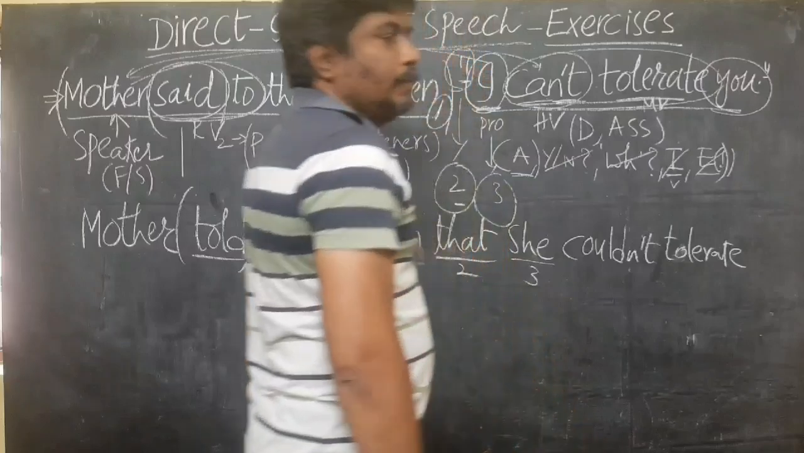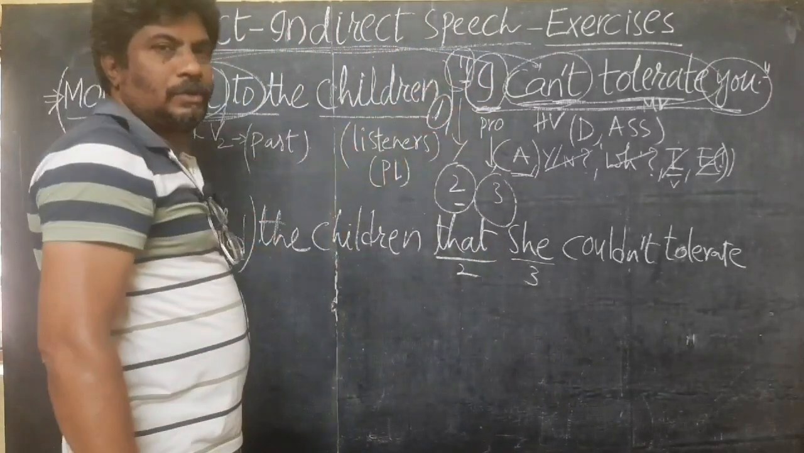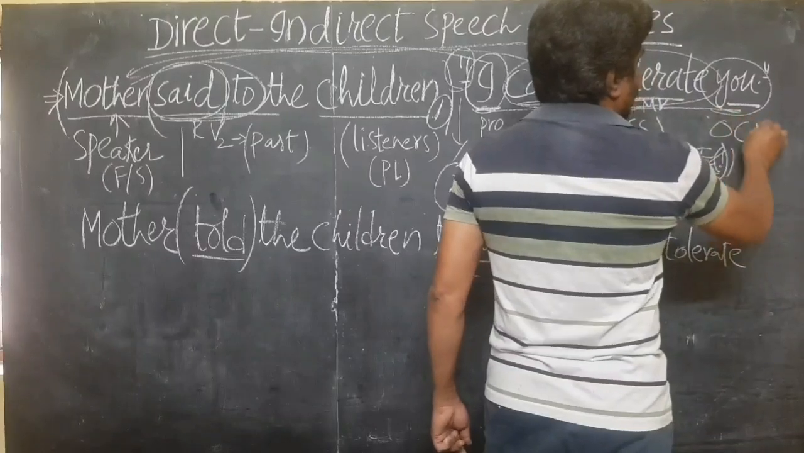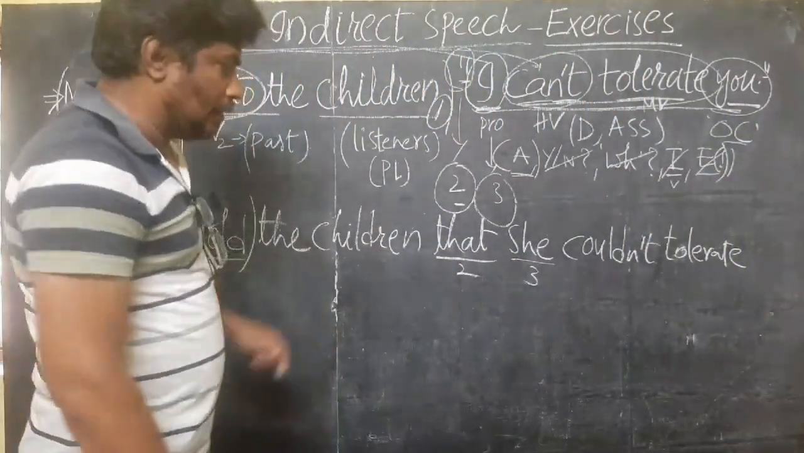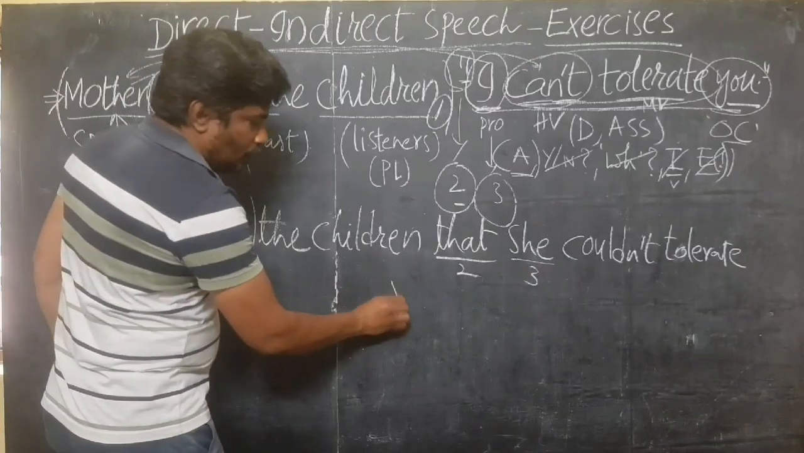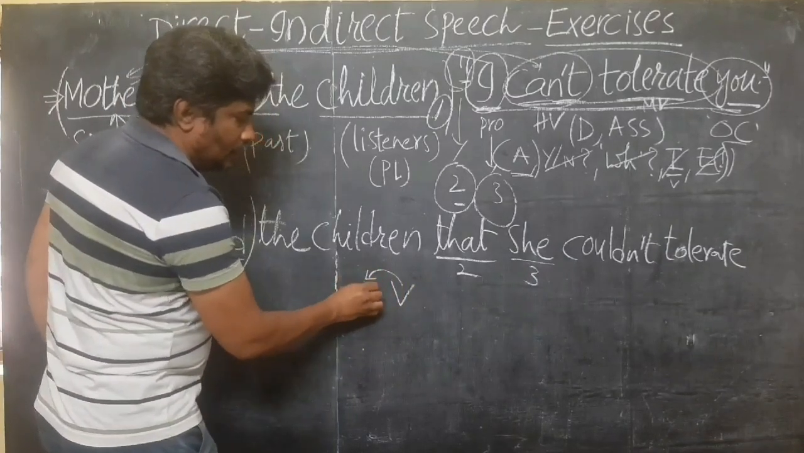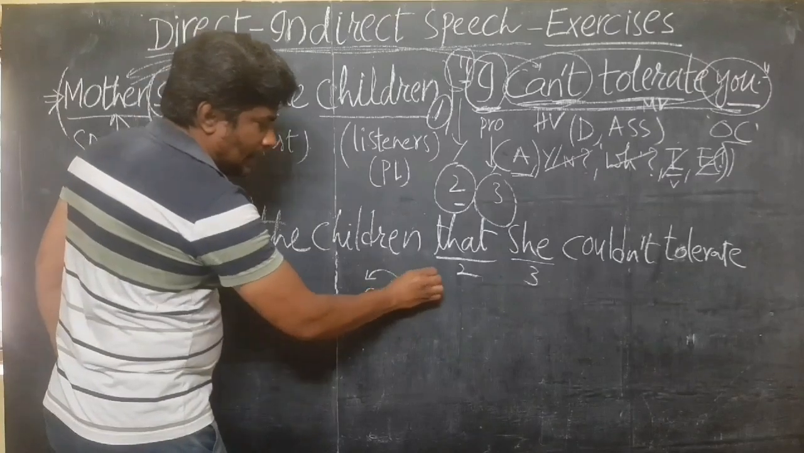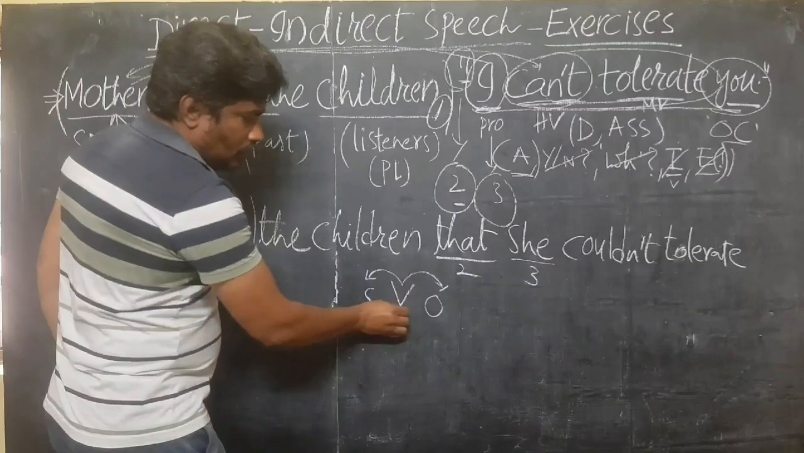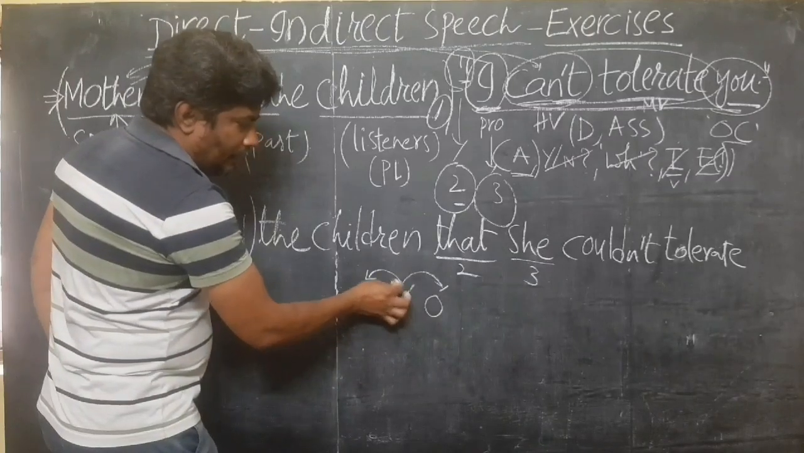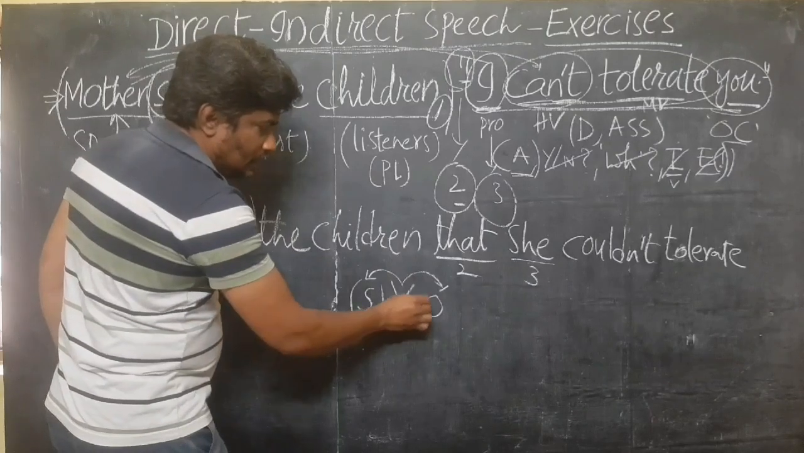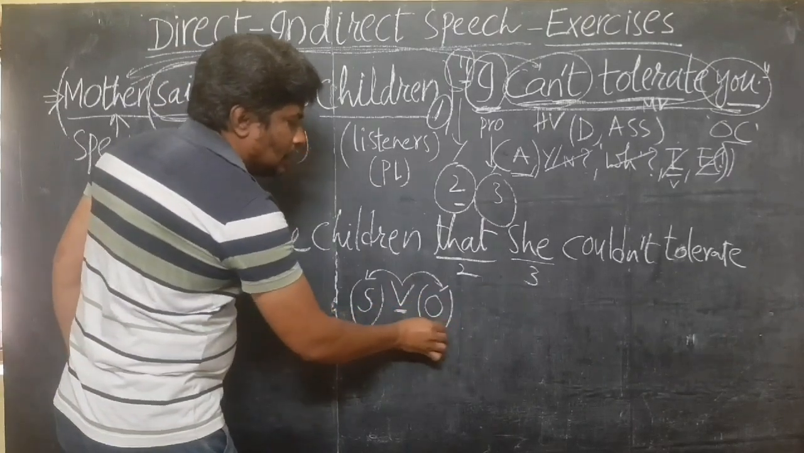Tolerate. You. The pronoun you is in objective case. This is not a subjective case pronoun. This is an objective case pronoun. You may have doubt about what is subjective case and what is objective case. I shall give you a simple explanation here. Whatever is on the left side of the verb is subjective case. Whatever is on the right side of the verb is objective case.